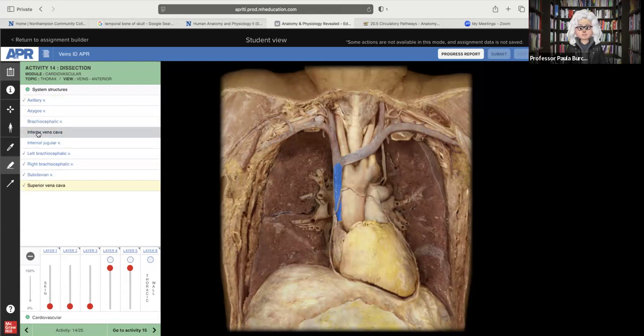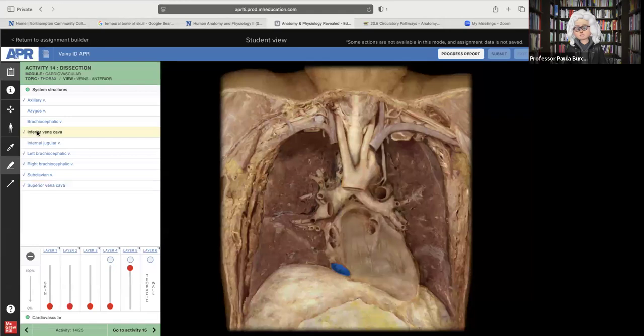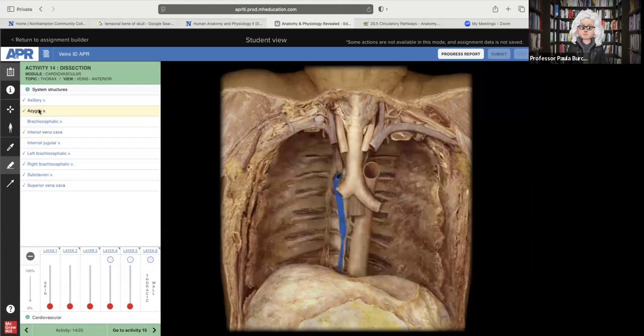If we look at the inferior vena cava, we've got to remove the heart there so we can see it. You can see it there. It's going to pierce the diaphragm coming from the abdominal cavity. You're also going to have an azygos, and the azygos vein is going to empty into the superior vena cava. It is returning blood back from the thoracic and abdominal cavities.